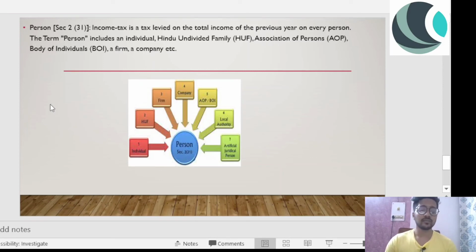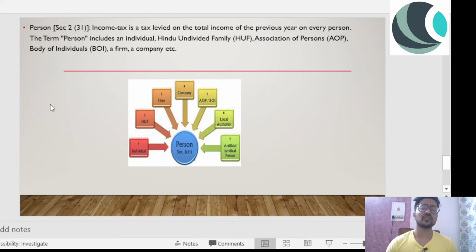Included. And now, if we have to talk about the first thing, that person includes individual. That individual could be me, Hindu undivided family. Then there is firm. Firm could be limited liability partnership, and then there is company. Company could be domestic company, a foreign company. Then there is body of individual. Then there is association of person.